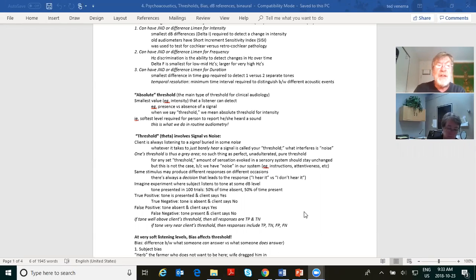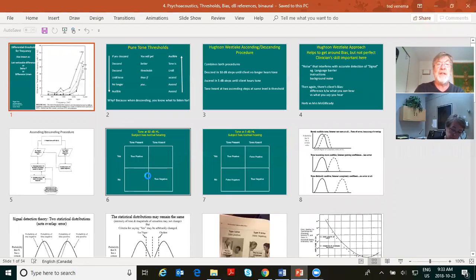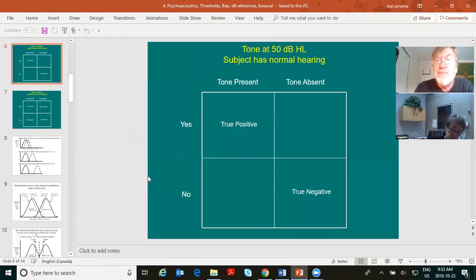And we said last week that a client is always listening to a signal that's buried in some noise. And we said the noise doesn't have to just be physical noise. It's any crap that interferes, one's internal biases and anything like that. And then we brought up last week listening to something like this. If you heard a tone at 50, it would be easy to tell yes if the tone was present and no if the tone was absent, because the tone is well above your hearing thresholds.